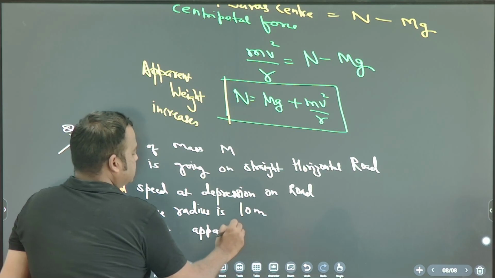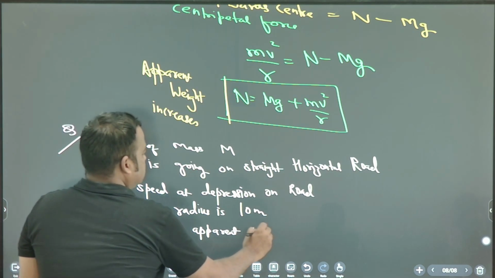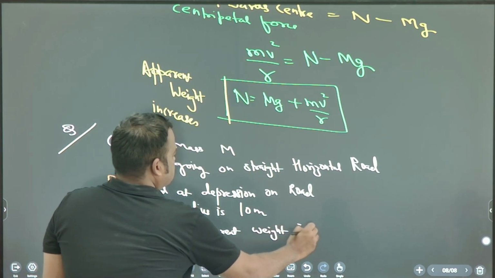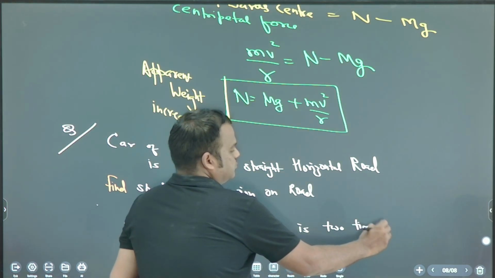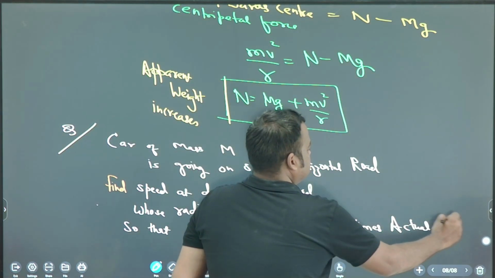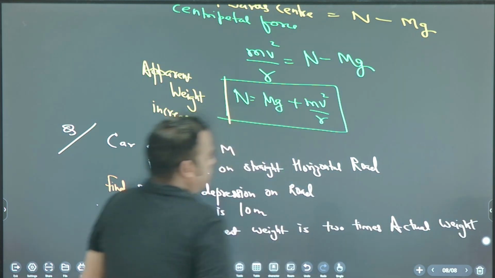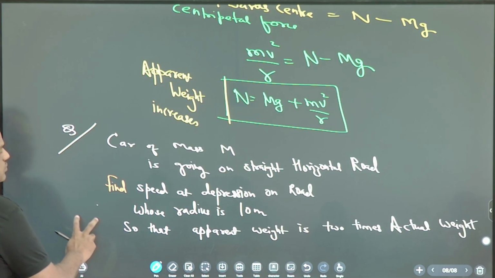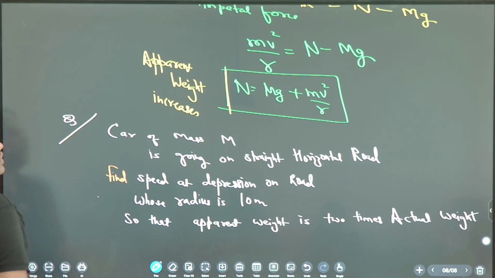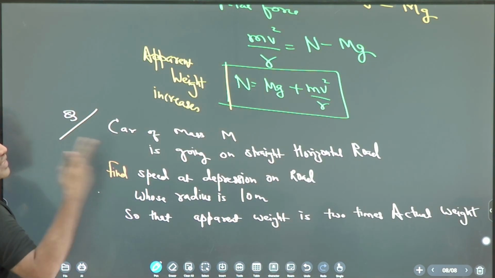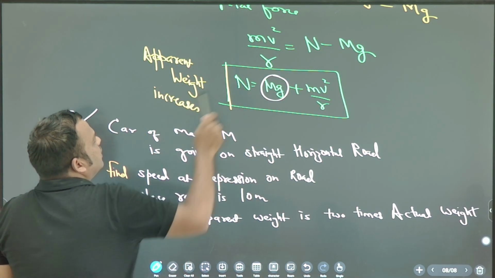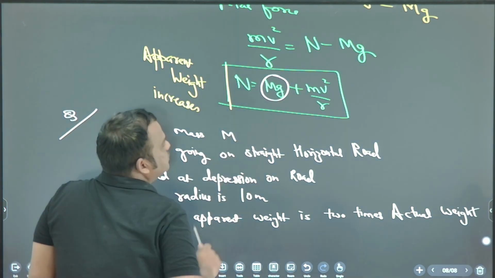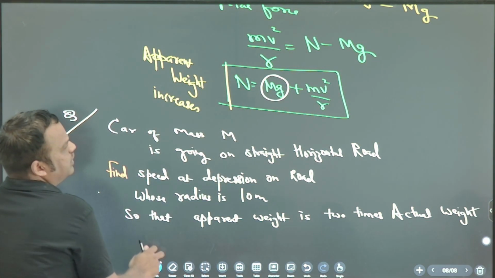So that apparent weight becomes two times actual weight. The car or passenger experiences two times actual weight. What is the actual weight? Mg. Now I want to experience two times mg. So what is the normal value?